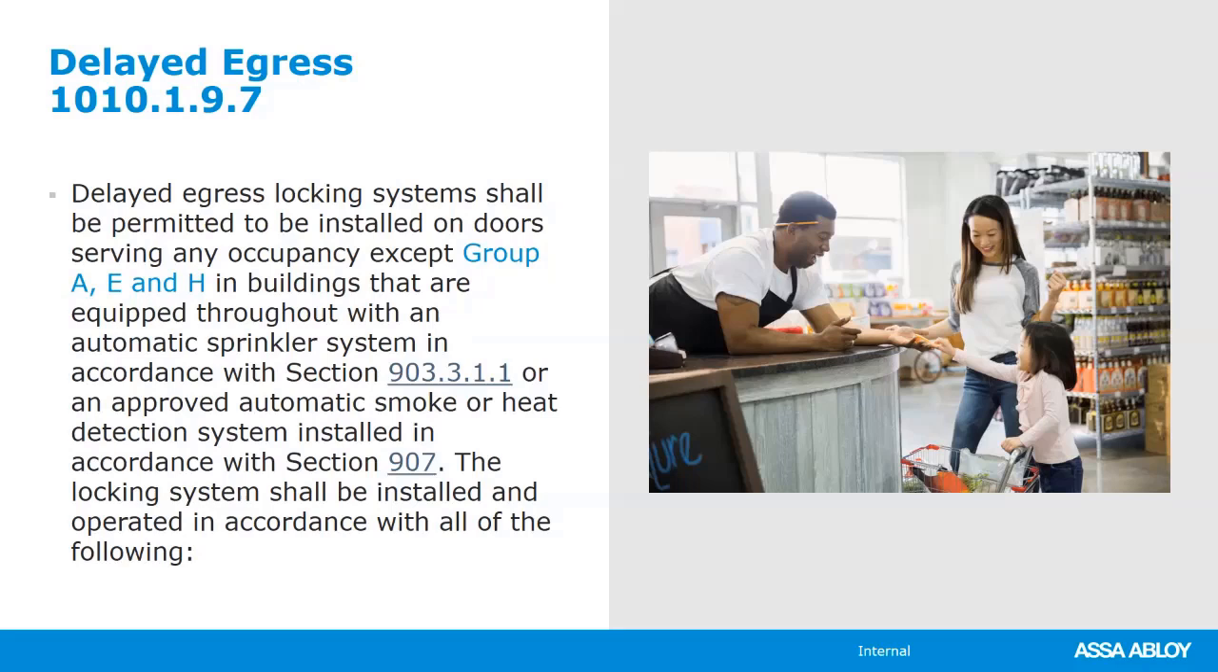And by and large, it's because of the propensity to panic. So when you have a building that's equipped with an automatic sprinkler system or an approved automatic smoke or heat detection system, the locking system shall be installed and operated in accordance with all of the following. There are 8 criteria. You cannot mix and match. You can't mix and match between this and access controlled egress or any of the other special locking arrangements. Please make sure that you follow all of the criteria that are set forth in your code.